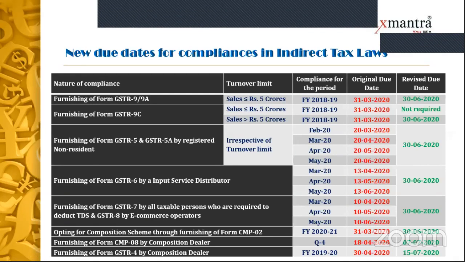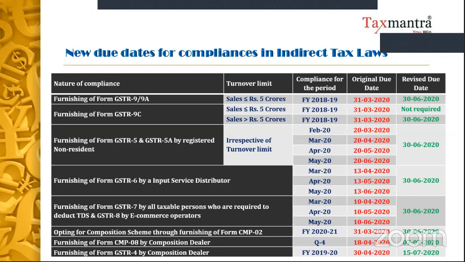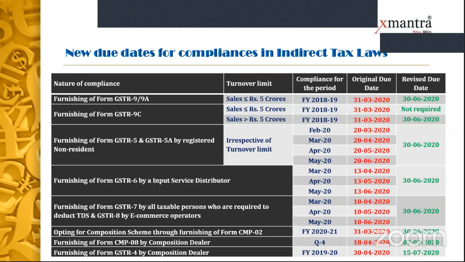Okay. Now, moving into the next section, furnishing of Form GSTR 9A, that is basically the annual return of GST. For taxpayers having sales or turnover less than 5 crore, the annual GST return related to the financial year 18-19. The earlier due date was 31st of March. Now it has been extended to the 30th of June 2020.